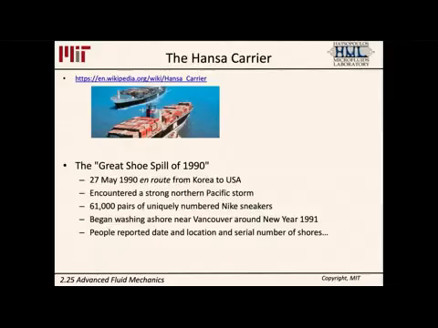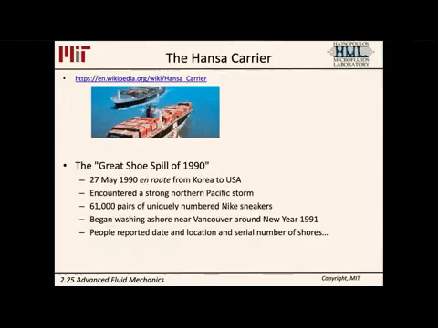Another example of a Lagrangian description is given by this example from the Hansa Carrier. The Hansa was a container ship that was actually traveling from Korea to the United States in 1990. It hit a very big Pacific storm, and 21 containers of Nike sneakers were washed overboard, and the containers broke open. Now, these sneakers were individually labeled with serial numbers, and so even though the storm happened in May of 1990, people found that they started to wash ashore, and people started recording the dates of where they washed ashore and what day and what time they were recorded.